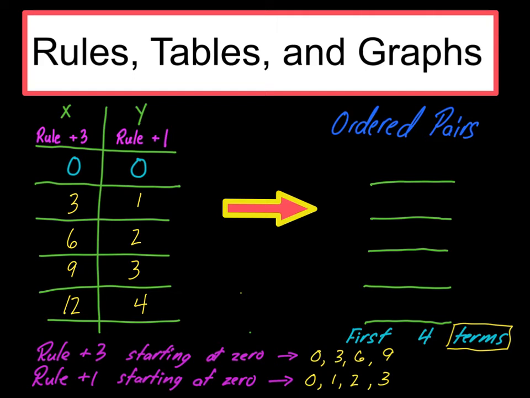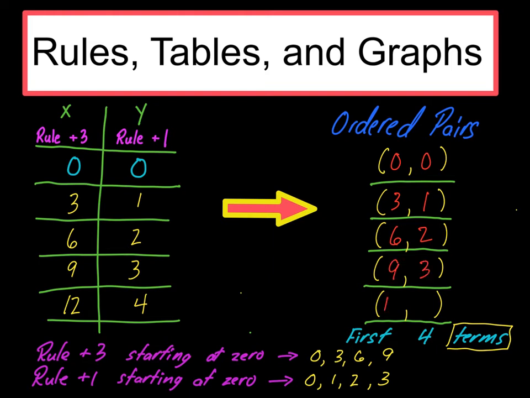So the first thing I'm going to do is get set up. Every ordered pair has a parenthesis, and the numbers are separated by a comma. So I went ahead and finished those up. Now I just simply write my numbers in. My x value is a 0, and my y value is a 0. And then it goes (3, 1), (6, 2), (9, 3), and (12, 4).